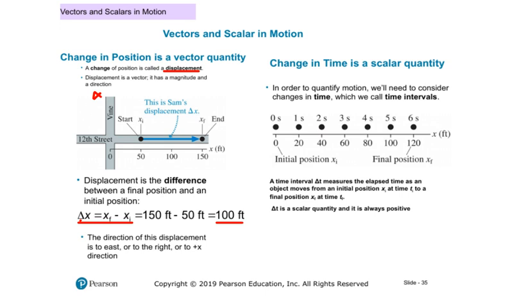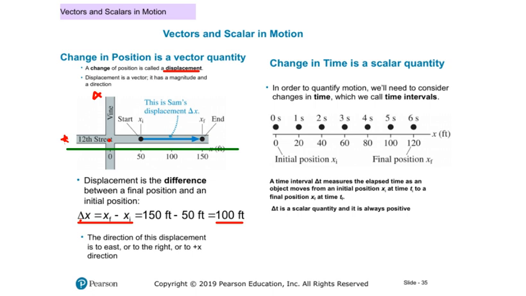Change in position is called displacement. It's a vector. We always find it using the final position minus initial position. And the result tells us if it's east, west, or plus x, minus x. If I have plus 100 feet in this setup I have here, I'm setting my x along 12th Street, right? So I know what I'm talking about. I'm taking origin 0 to be Wine Street and 12th Street, so I have my x line along the 12th Street.